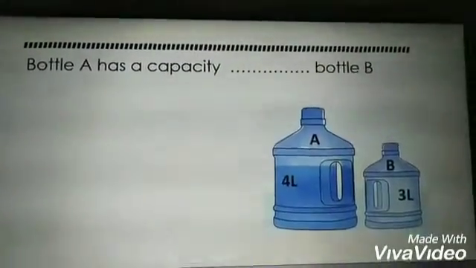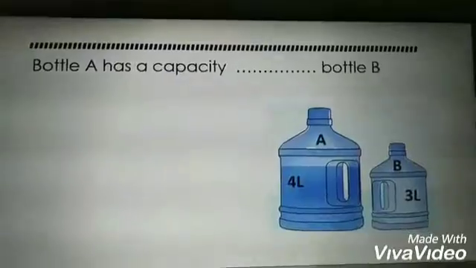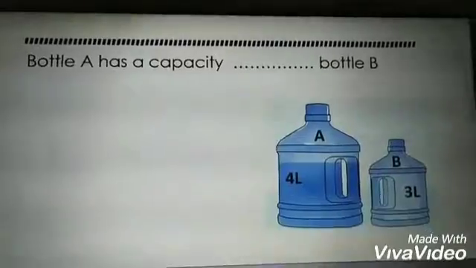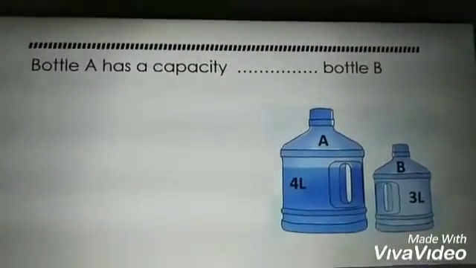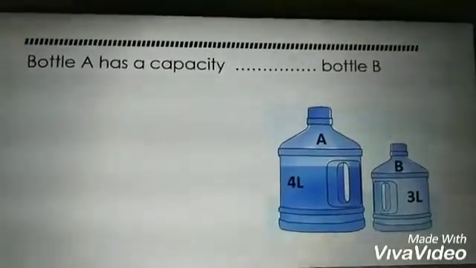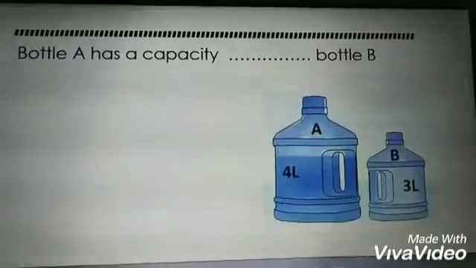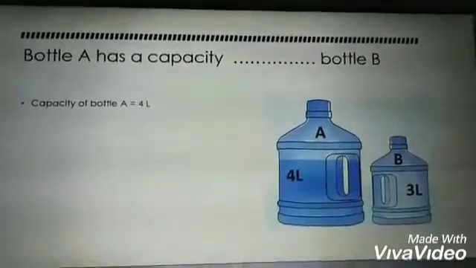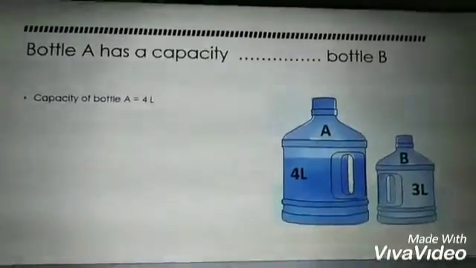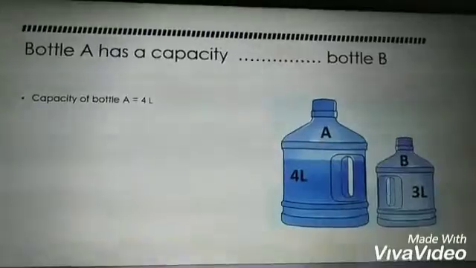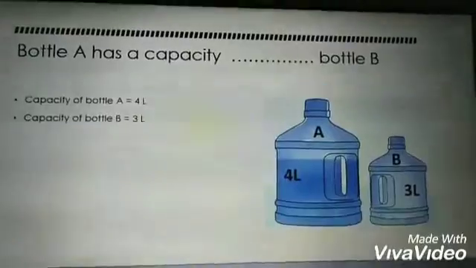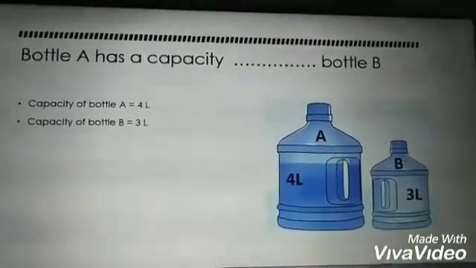We continue with comparing capacities with these new examples about these two water bottles. Fill in the missing blank. Bottle A has a capacity blank bottle B. Notice that bottle A has the number 4L written on it. This means that the capacity of bottle A equals 4 liters. If you look at bottle B, you will find the number 3L written on it. This means that the capacity of bottle B equals 3 liters.